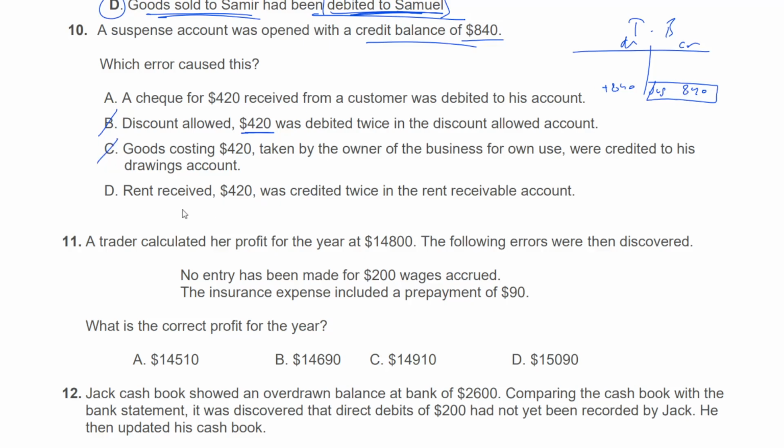Not an answer. Rent received 420 was credited twice in the rent receivable account. Of course, if it is credited again, this will only increase the credit side, not make it shorter. So that is the answer. Make sure you pause the video, think that through, and let's move on.